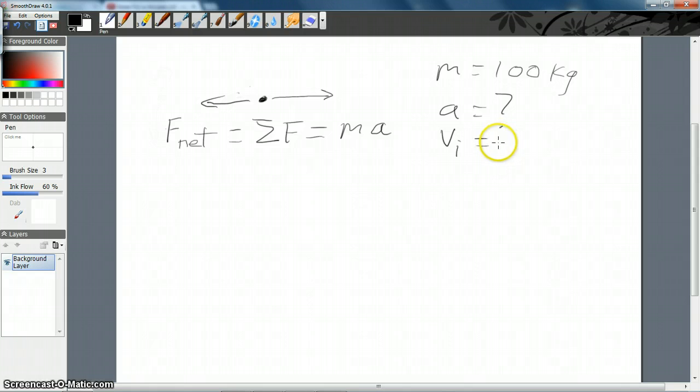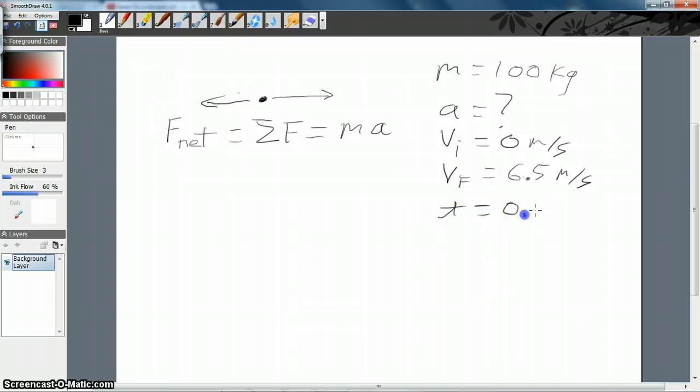So, how fast is that? Come on, say it out loud. 0 meters per second. We had a final velocity of 6.5 meters per second. And it said it took a time of 0.5 seconds. On the test, you're going to have a formula chart. This is something I've done often enough that I can just tell you what the formula is here, but I'll get to that in a second.